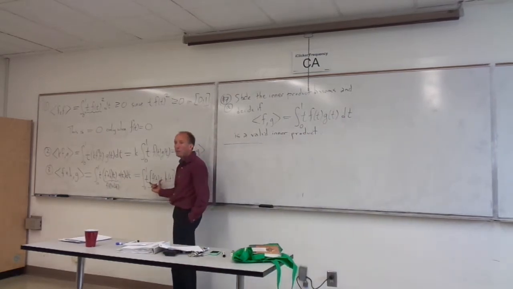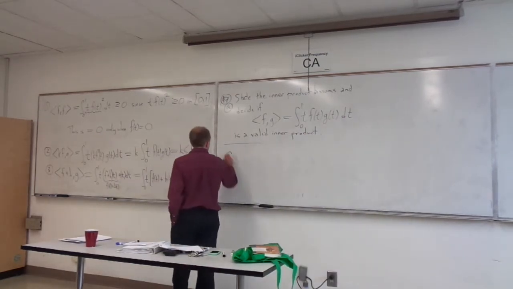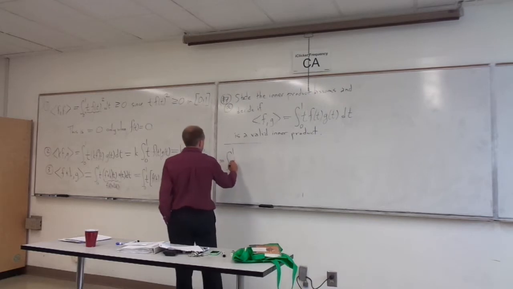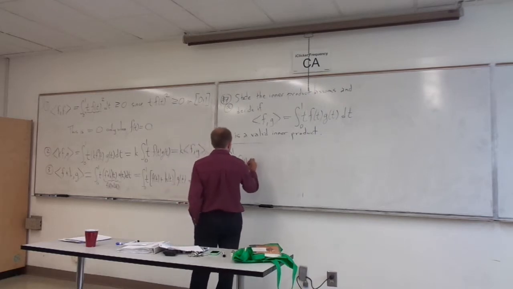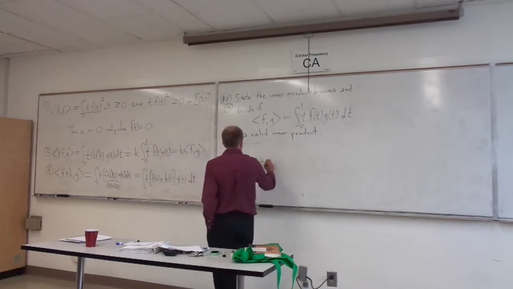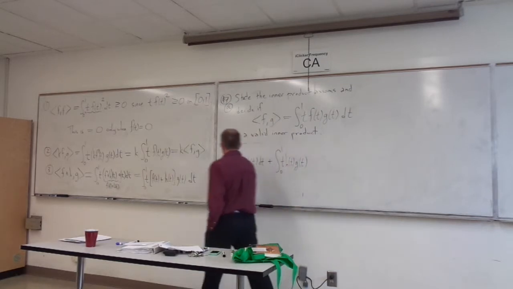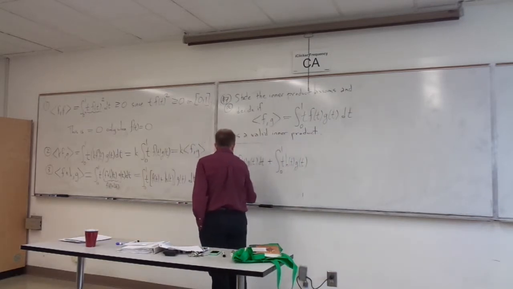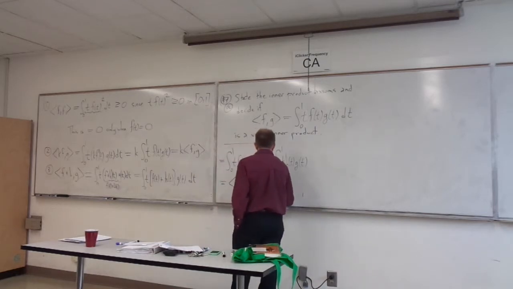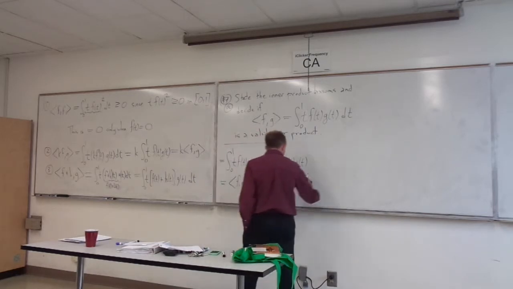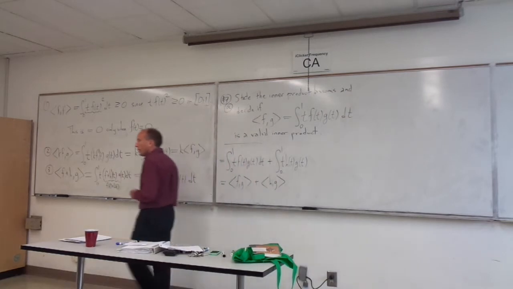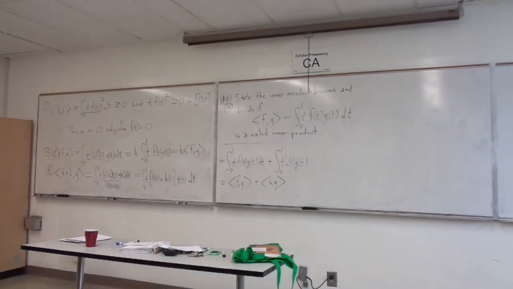Split this up, right? Split it into two parts. This is just the integral from 0 to 1 of t f of t g of t dt plus the integral from 0 to 1 of t h of t g of t. And that is the inner product of f with g plus the inner product of h with g. So there's the way you can write that up. So it does work. Third axiom is also working.